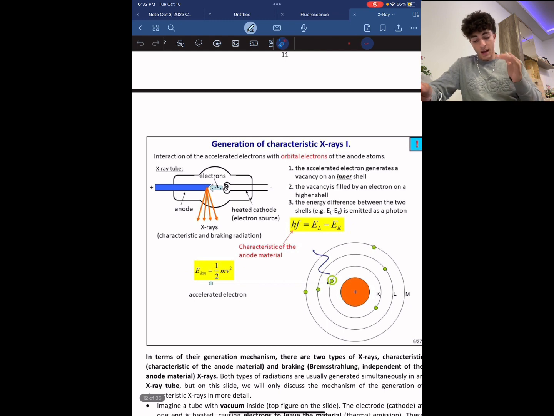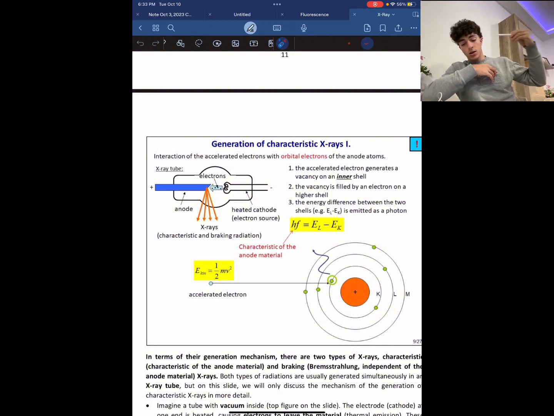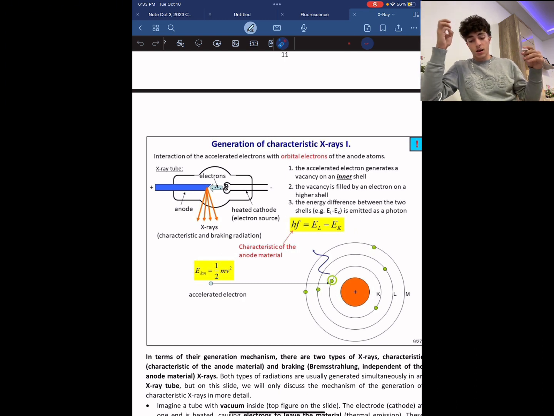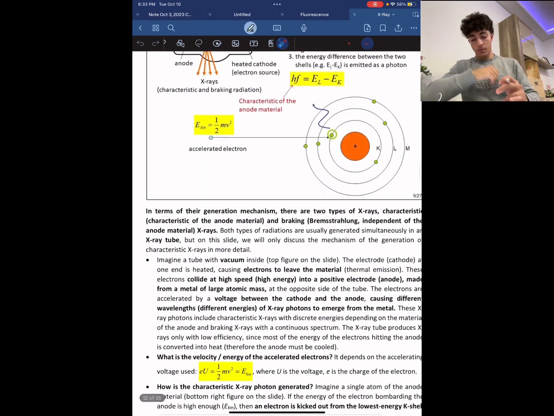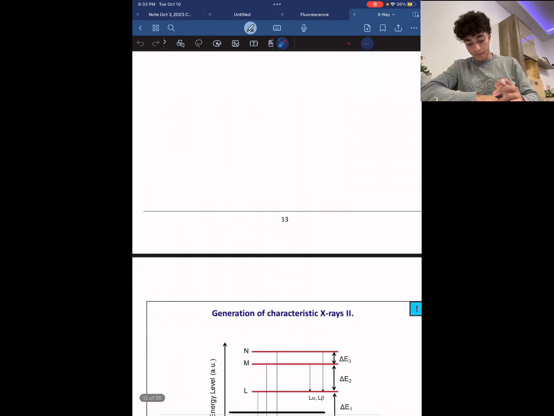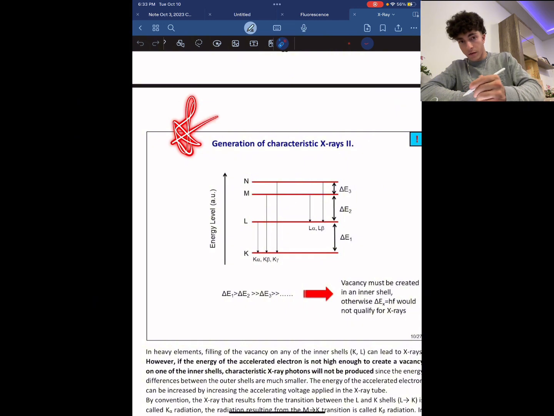Let's just say the steps again. So we have a heated cathode, negatively charged. It heats electrons, they get thrown out, okay? They hit the anode. Depending on the characteristic of the anode is the amount of energy you require to do this. If we have sufficient energy to ionize an innermost shell electron, this electron leaves the atom, and what happens? There's a vacancy. This vacancy is filled by a nearby shell, and this emits a photon due to its great energy. Okay, this is very important for you to understand.